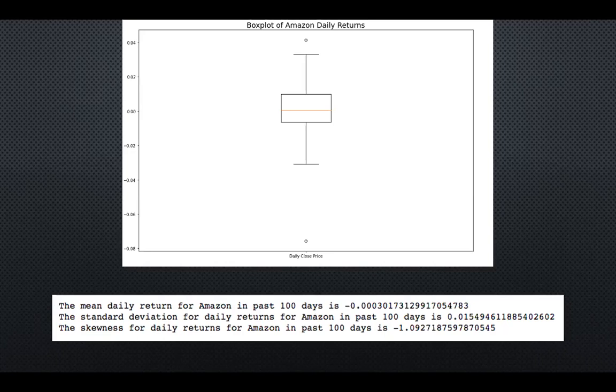For Amazon, the mean is also negative and close to 0. This could be due to the outlier of -8% and the volatility throughout the past 100 days. The standard deviation is higher than Verizon's, and that makes sense because of the volatility and the fact that it's a high growth stock. There's more risk, but there's a higher upside. And the skewness is also highly to the left, given that outlier just below -8%, as you can see.